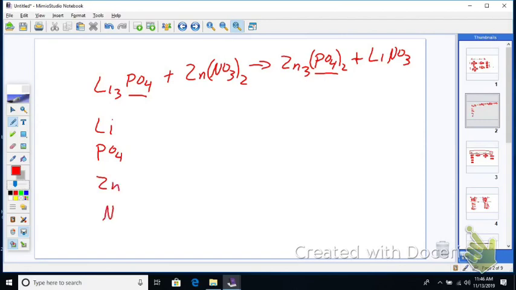And then NO3. So you got an NO3 here and NO3 there. So that's what you should have written down over here in the same order. Li, PO4, Zn, and NO3. And then you count them. Okay?